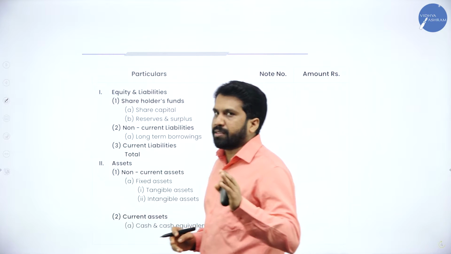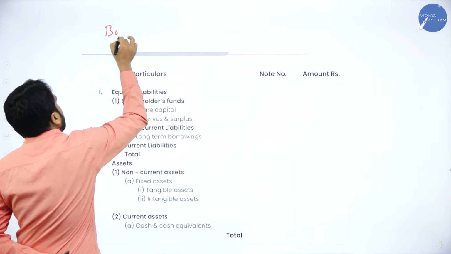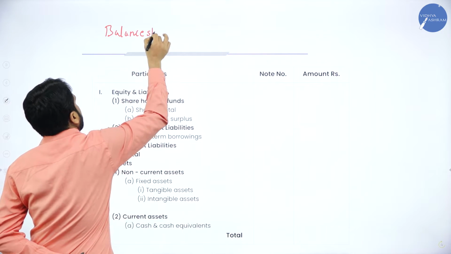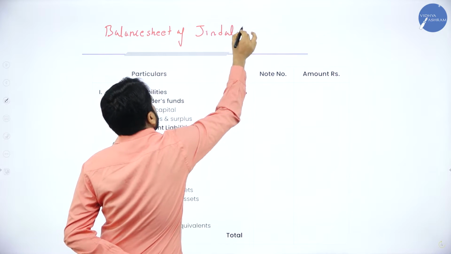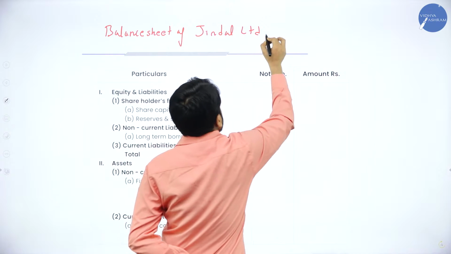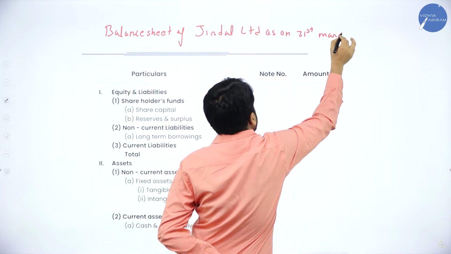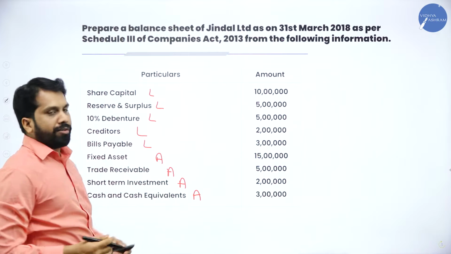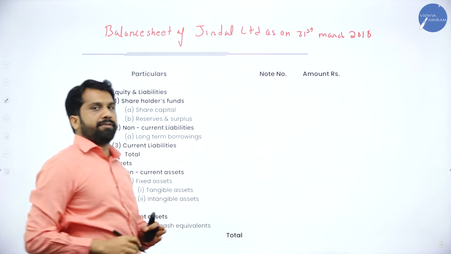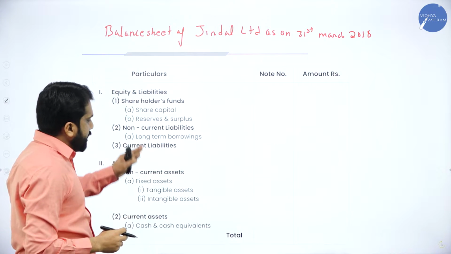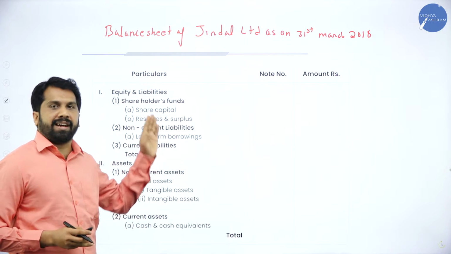First you have to write down this format. Before that, what you should do? You have to mention balance sheet of Jindal Limited as on 31st March. What is the year given? 2018. So 31st March 2018. This is the first thing you have to do. Once it is done, same format, copy paste. In examination you cannot copy paste. You have to remember and paste.